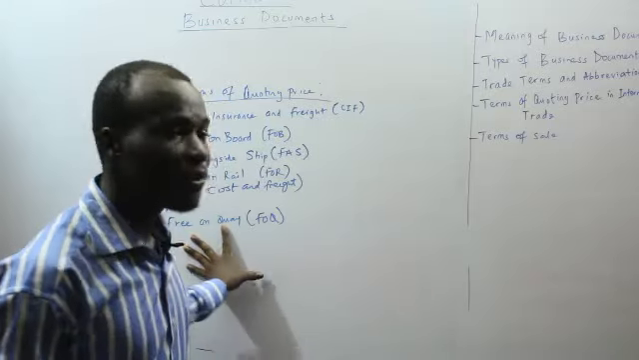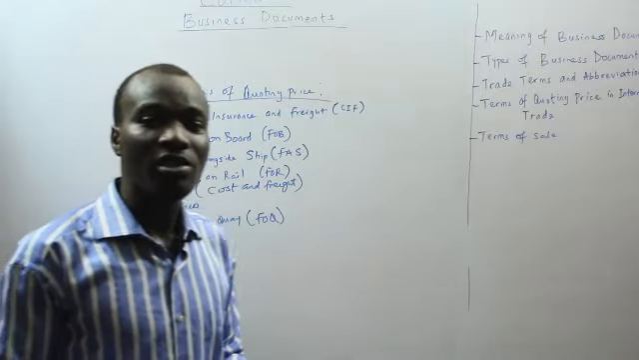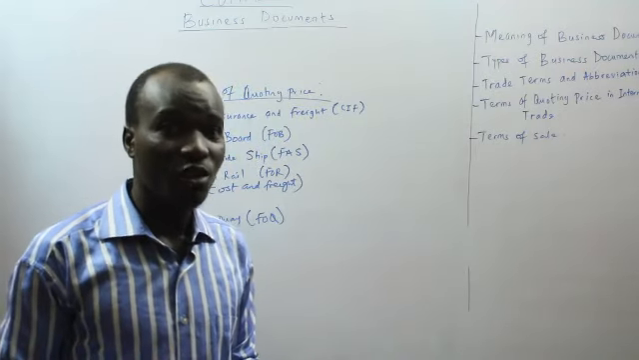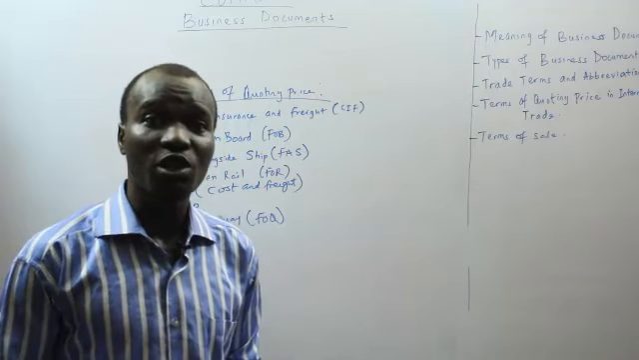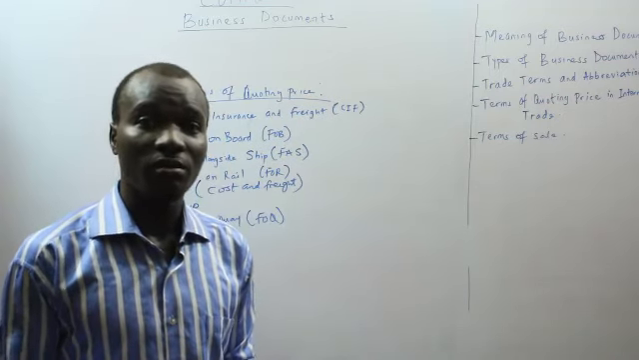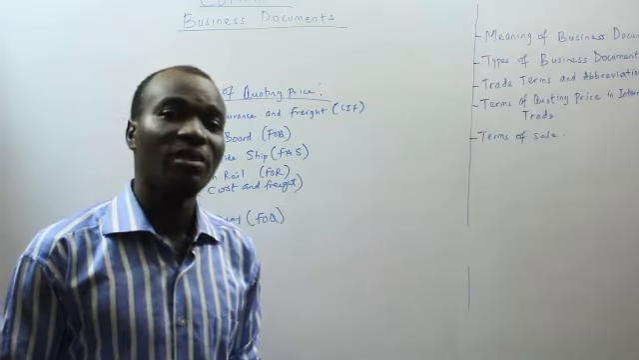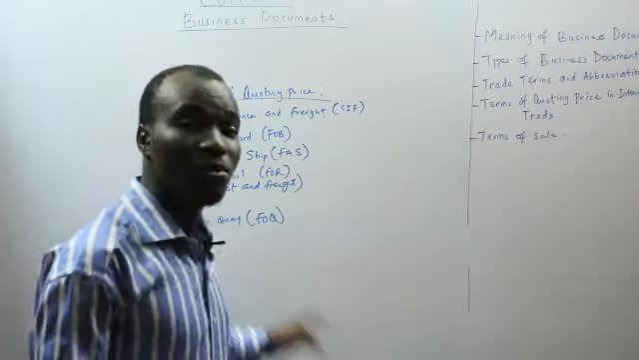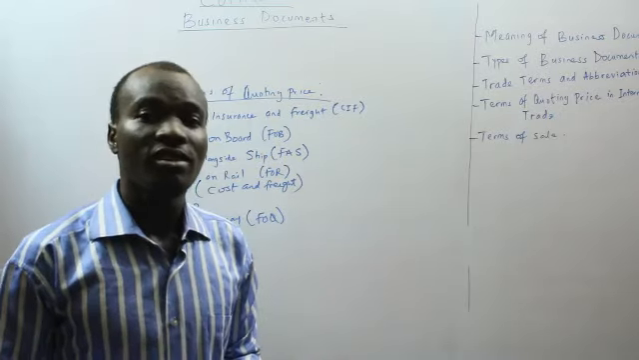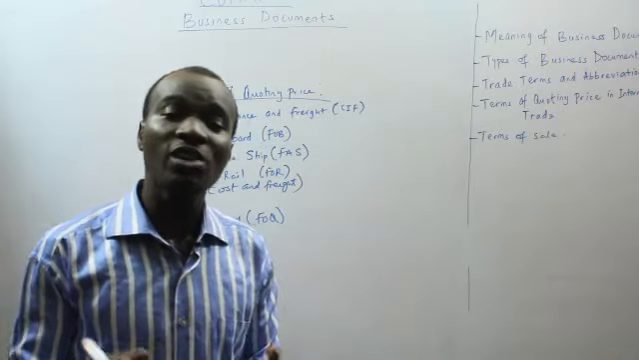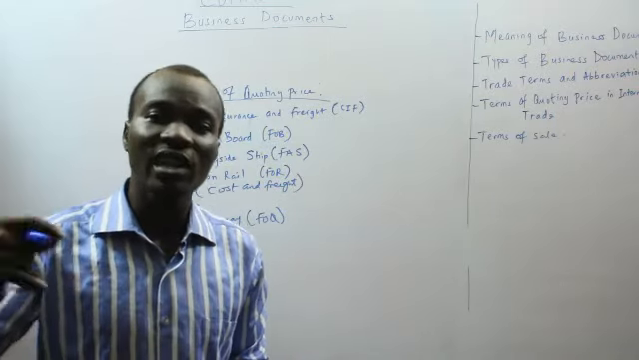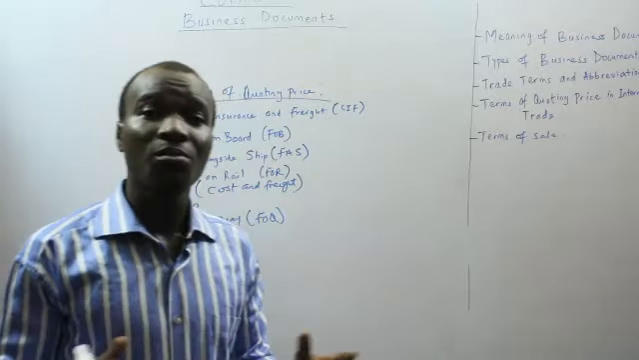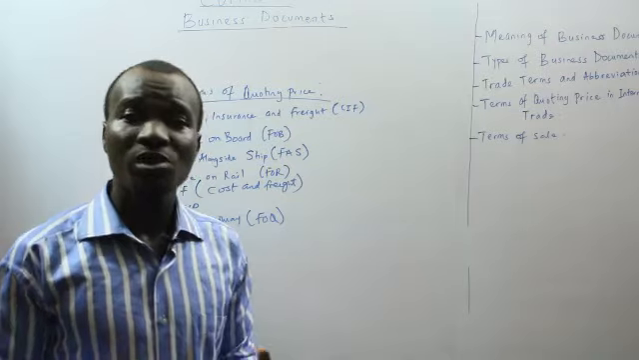So the next thing we have is free on quay. That means the price quoted will include any form of cost that will be incurred while moving the goods onto the quay. So the price quoted includes all costs incurred until the goods get to the quay of the ship. Once the goods get to the quay, the importer will be the one responsible for any form of subsequent charges.